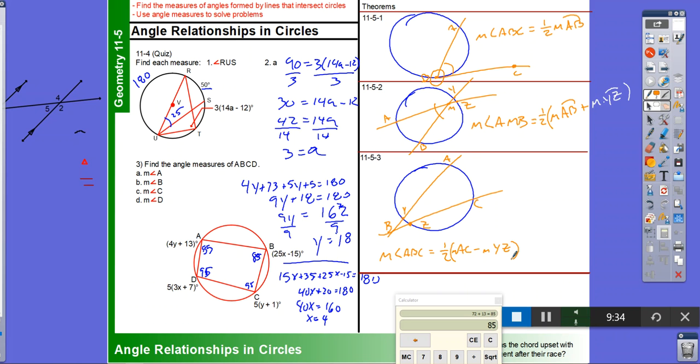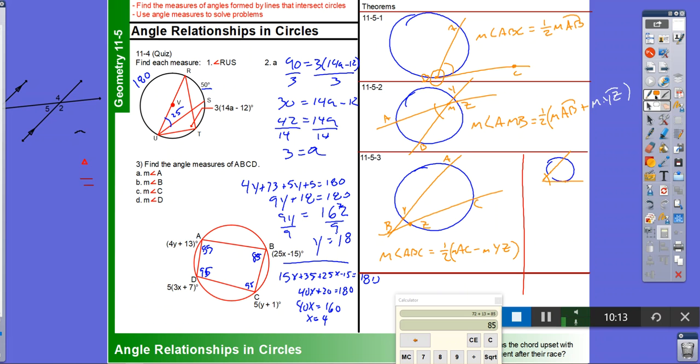Now, there are some variations of this that we can talk about really quickly. The first variation is all the same equation. The first variation is if you have a secant and a tangent. Now a tangent is a line that touches a circle in exactly one place. So it's the same basic idea. This angle here will be half the measurement of this big arc here minus this small arc here.